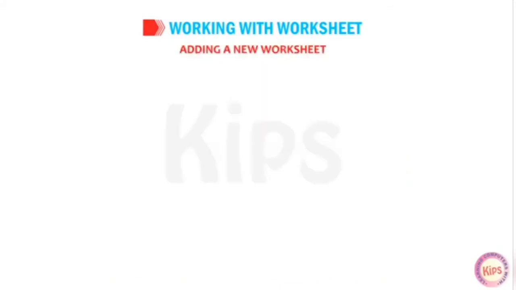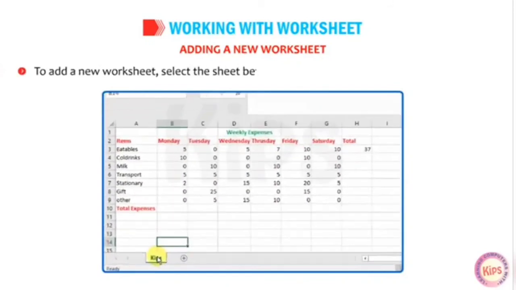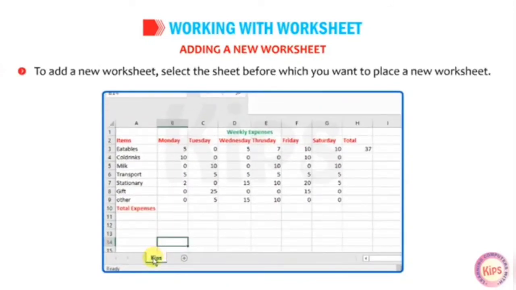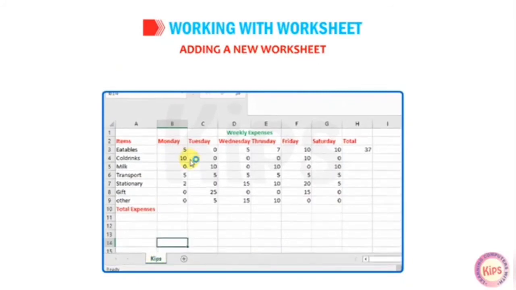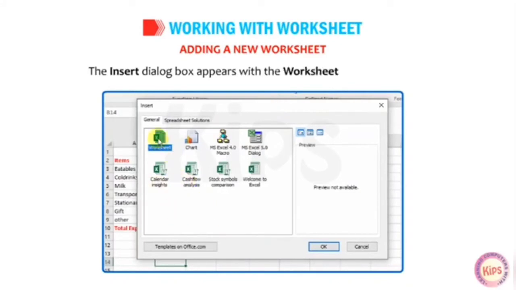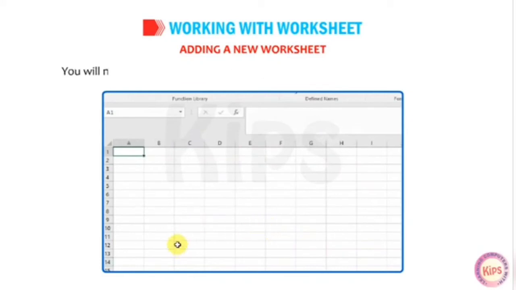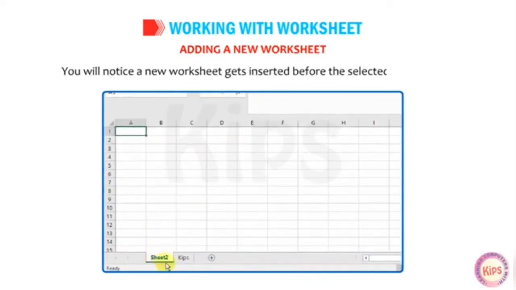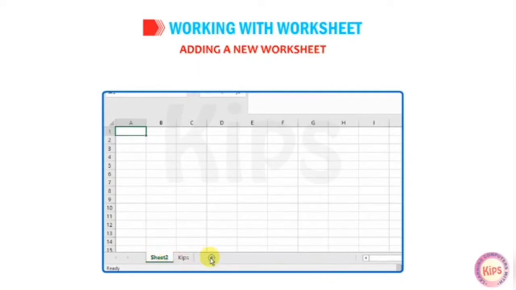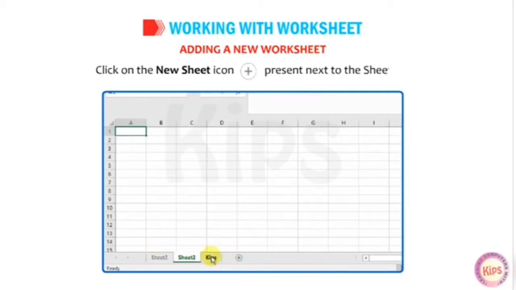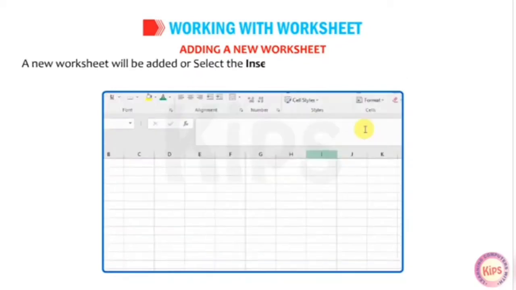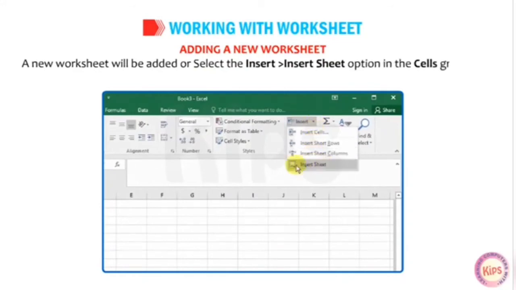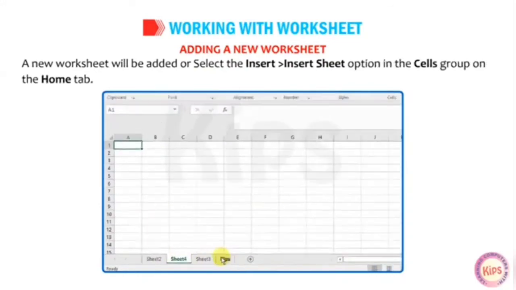Adding a new worksheet. To add a new worksheet, select the sheet before which you want to place a new worksheet. Right-click on the sheet tab and select the Insert option. The Insert dialog box appears. You can see it with the Worksheet option selected. Press OK. You will notice a new worksheet gets inserted before the selected worksheet. Click on the new sheet icon present next to the sheet tab. A new worksheet will be added, or select Insert, then Insert Sheet option in the Cells group on the Home tab.